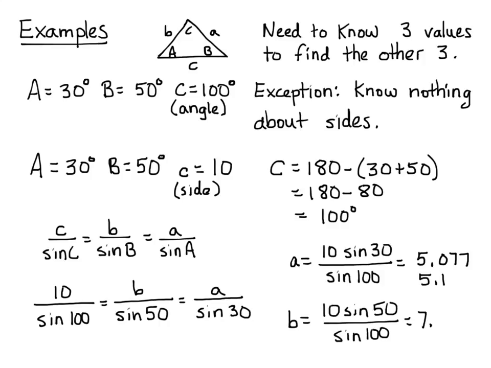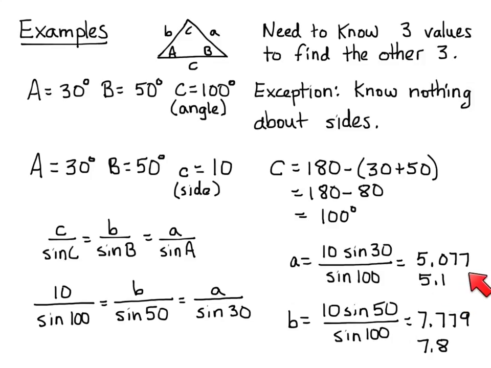Okay, so we find that these other two sides equal 5.1 and 7.8. Now I want to talk about precision here. You should always be using the full precision on your calculator. But notice all of these are just 30, 50, and 10. I have all integers here. When you're giving the answer, don't give more than one decimal place, okay?